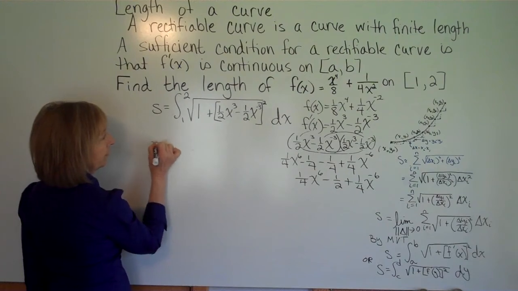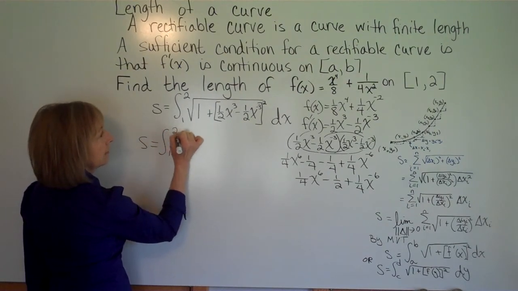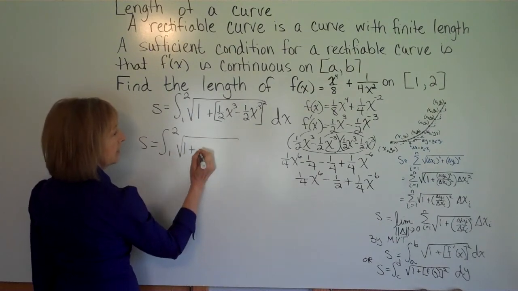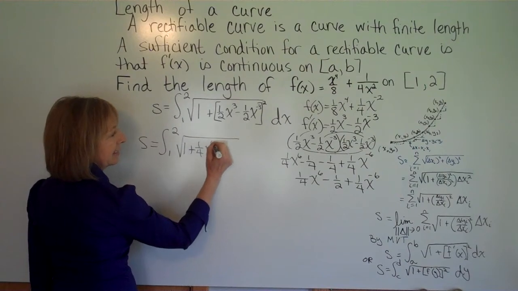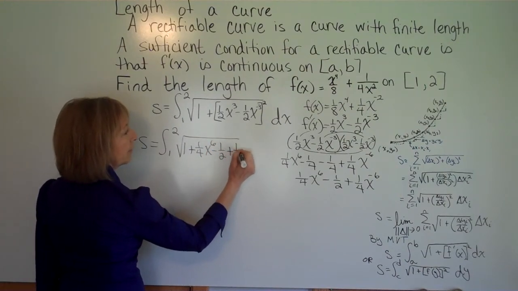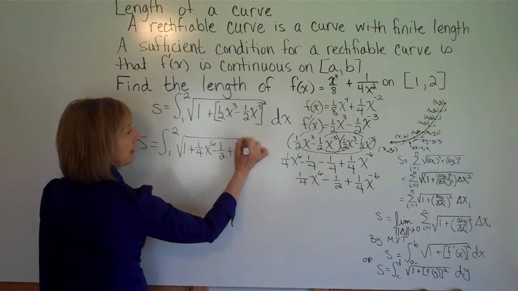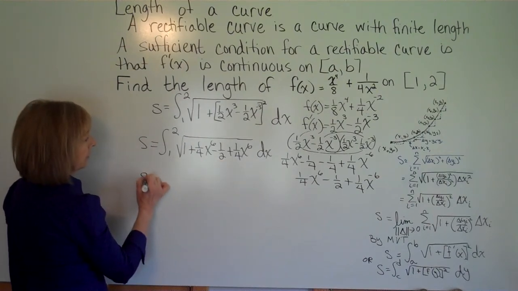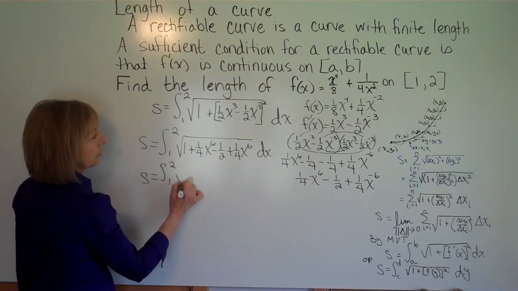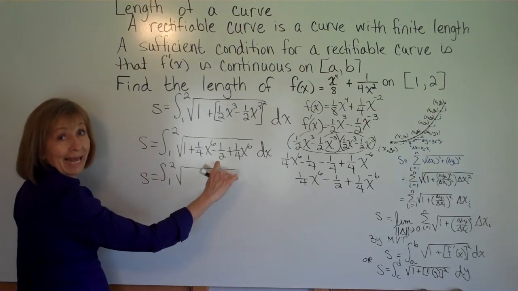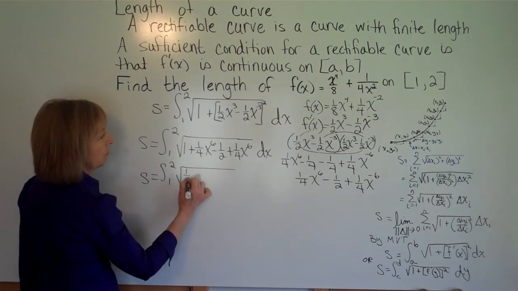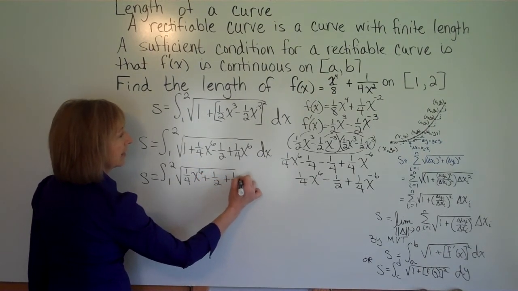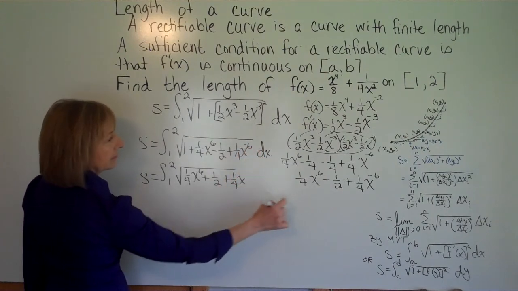Now when I put that into my formula, in the spot that it goes, it's 1 plus that expression, 1/4 x to the 6th minus 1/2 plus 1/4 x to the negative 6, and then dx. Now combine your like terms. That's going to be the square root of, well, 1 minus 1/2 is plus 1/2. So I have 1/4 x to the 6th plus 1/2 plus 1/4 x to the negative 6.